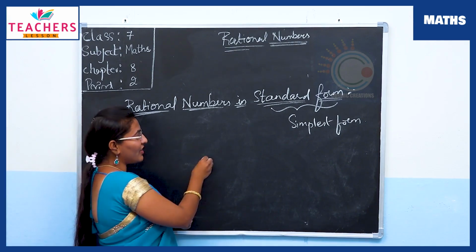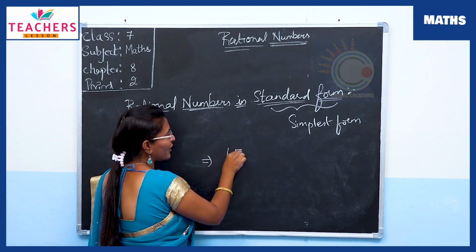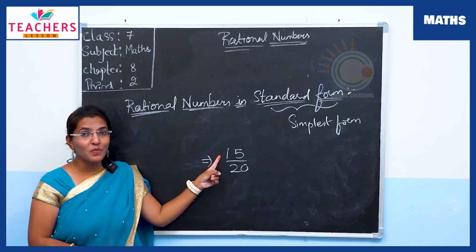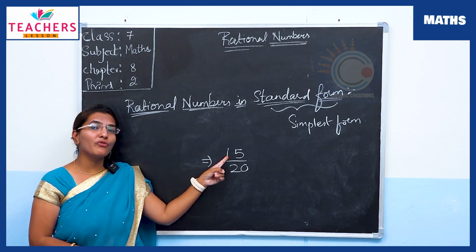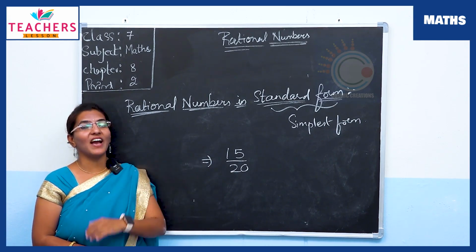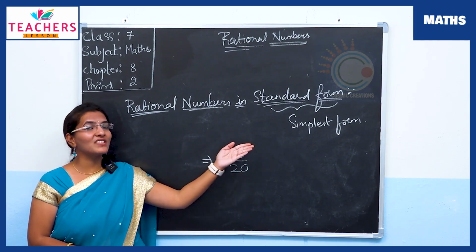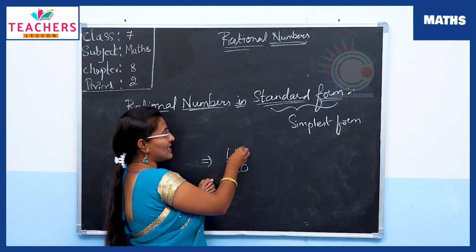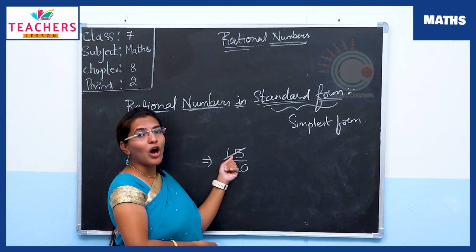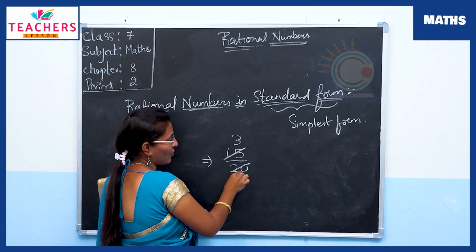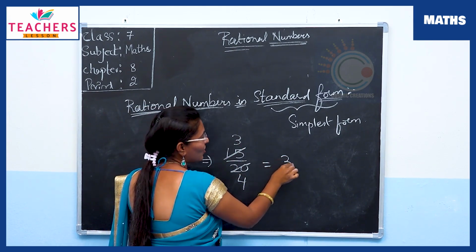So, generally, if I take the value 15 by 20, okay. So, can I express the complete P by Q form in a simpler way? Yes, I can. So, that simpler way is nothing but the standard form. So, how can you express it? Yes, by taking the common number to cancel out. So, 5 3s are 15, 5 4s are 20. What is the value? 3 by 4.